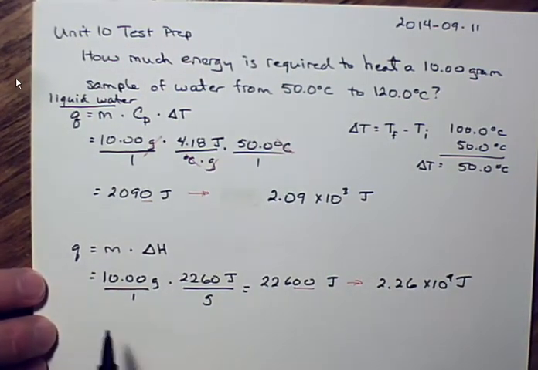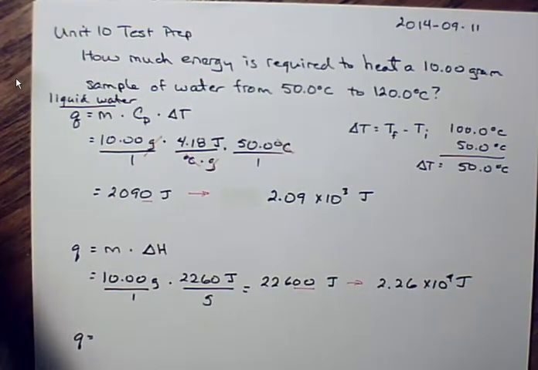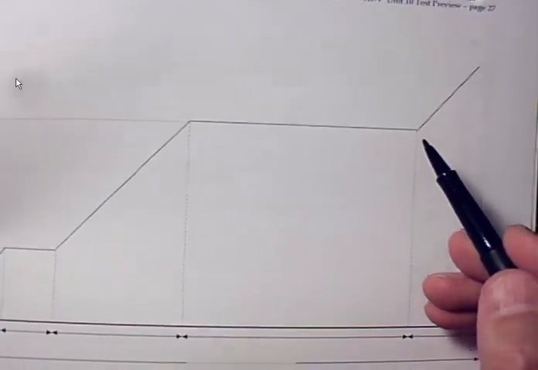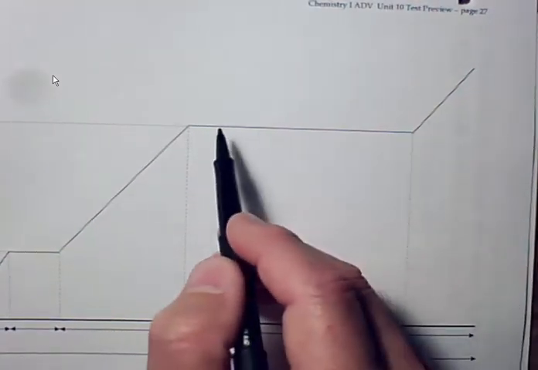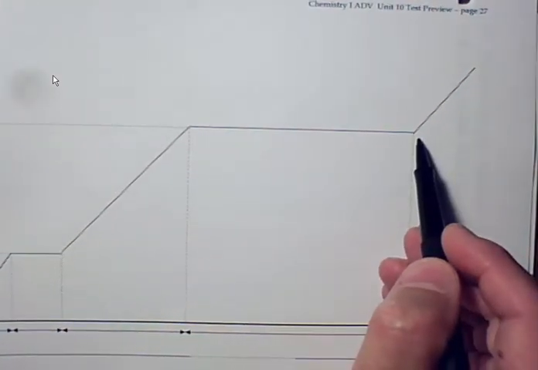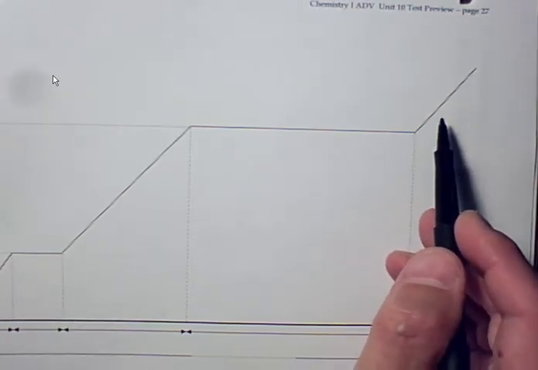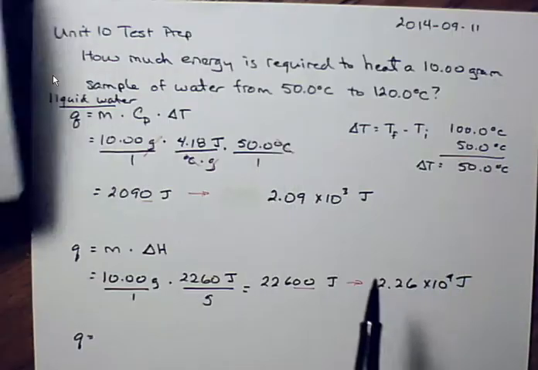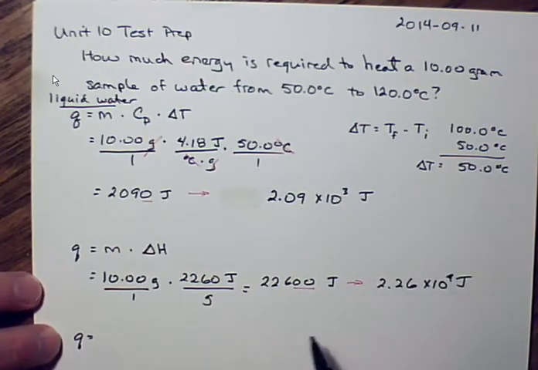Okay? Now we need an equation where we can change the temperature. We're back to a range where we can change the temperature of the substance. This is steam now, but it's starting at 100 degrees C. So the initial temperature for this calculation is 100 degrees C, and the final temperature is 120 in this problem. So let's do change in temperature over here.